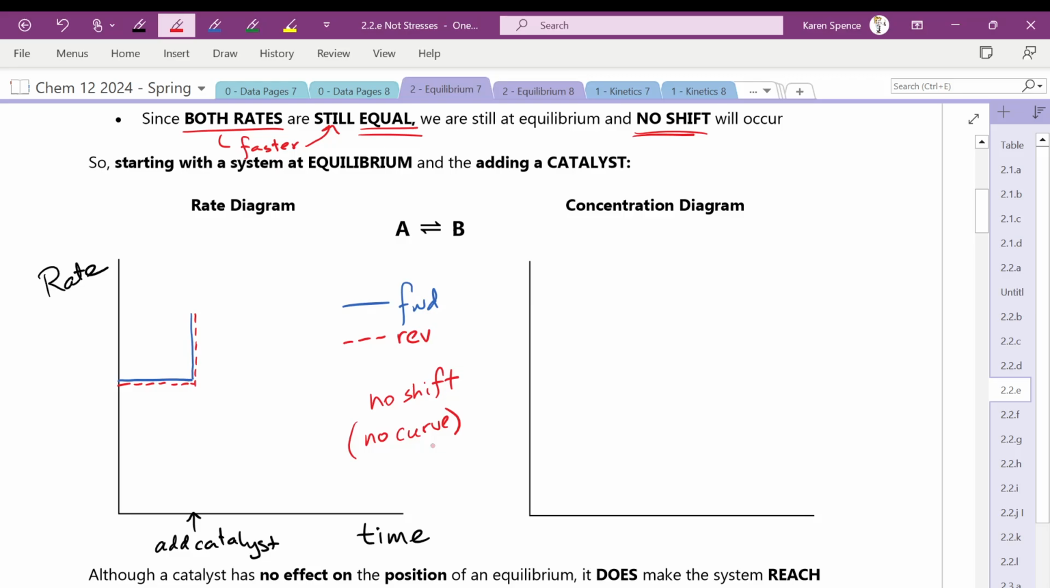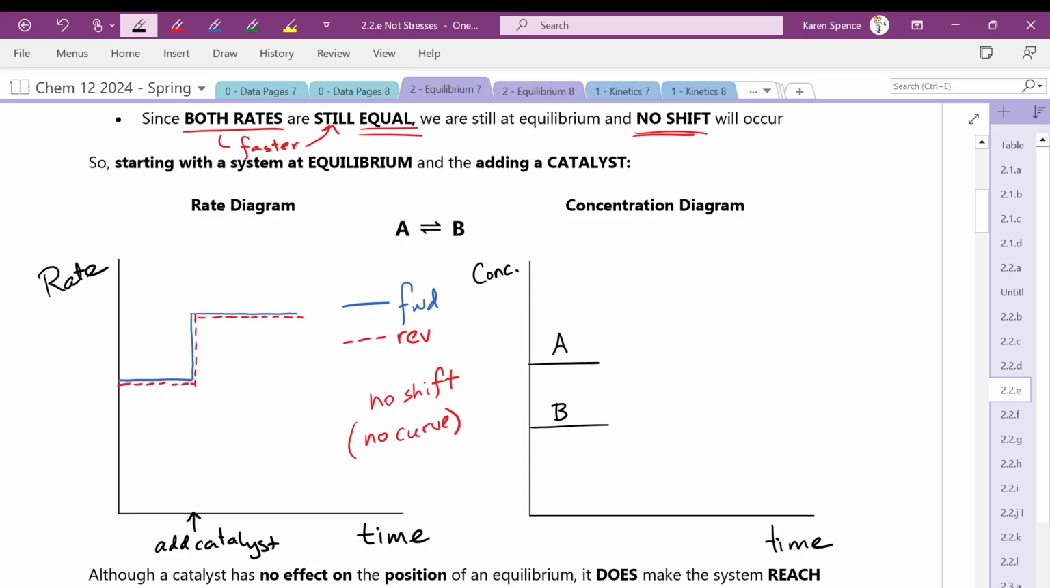So what do these do at this point? They just stay flat, flat, flat. All right, now we have concentration versus time. And we've got a really easy system here. We've got A and B.